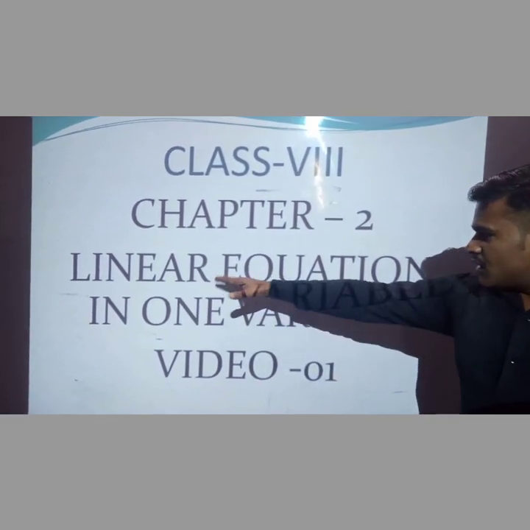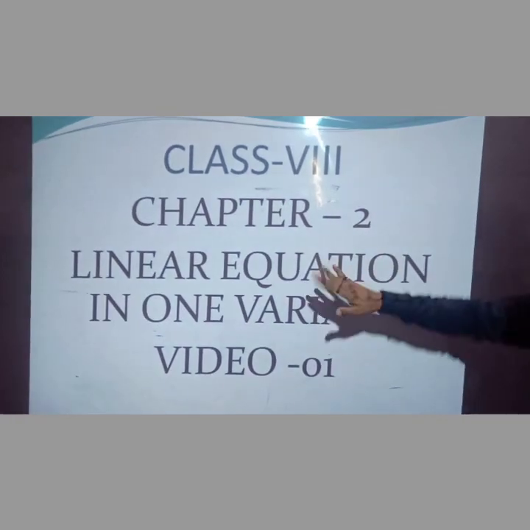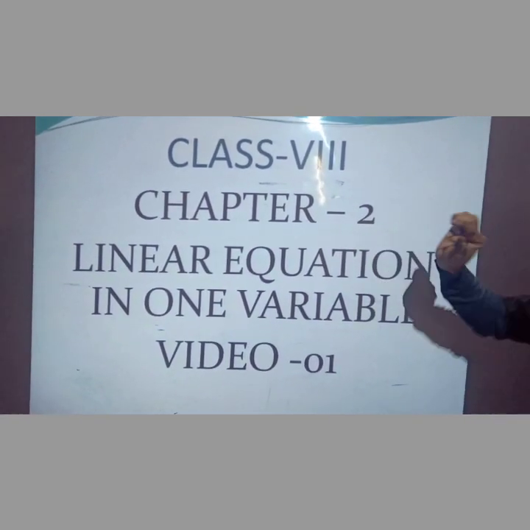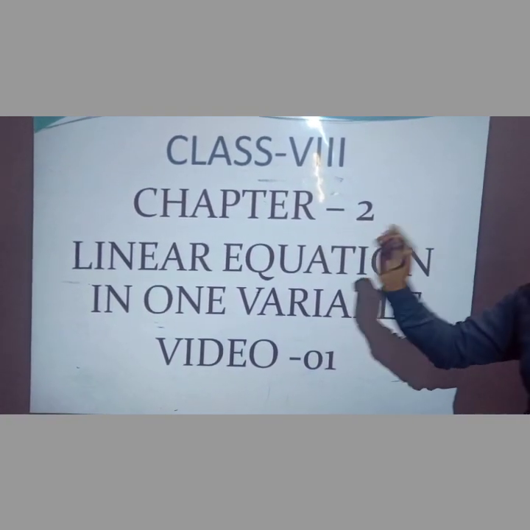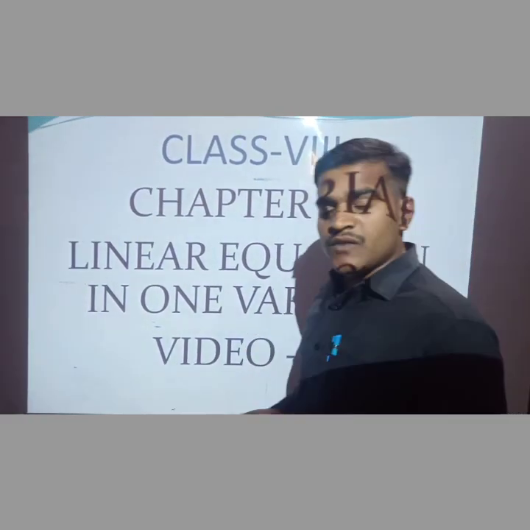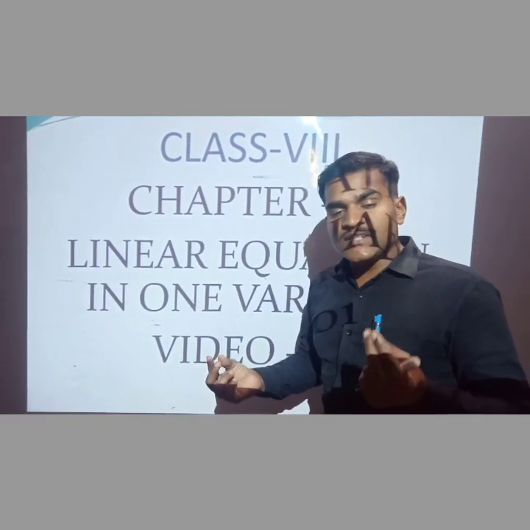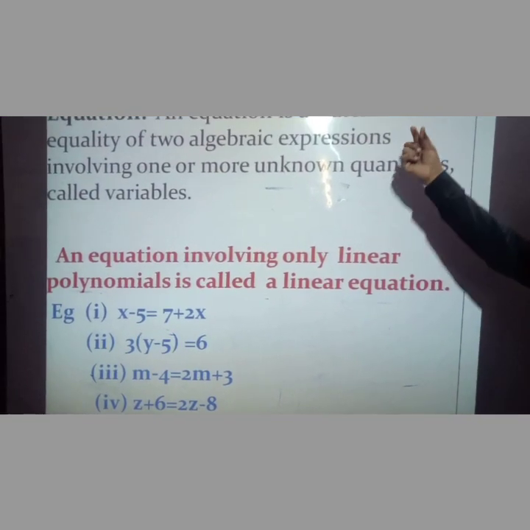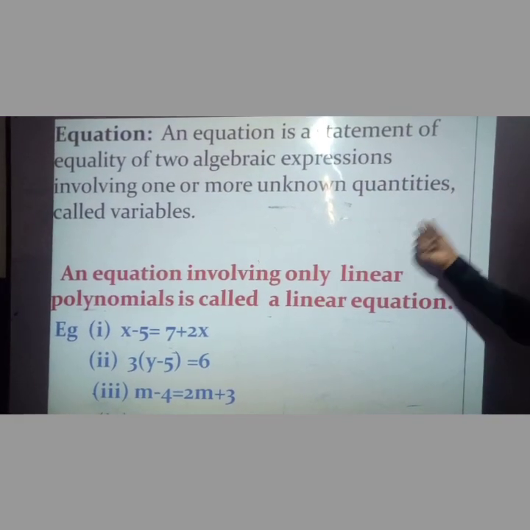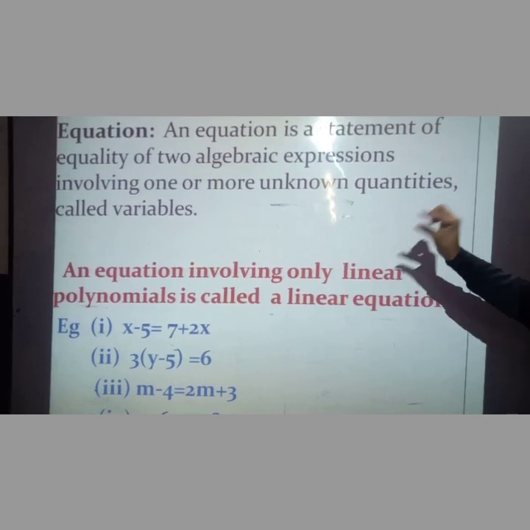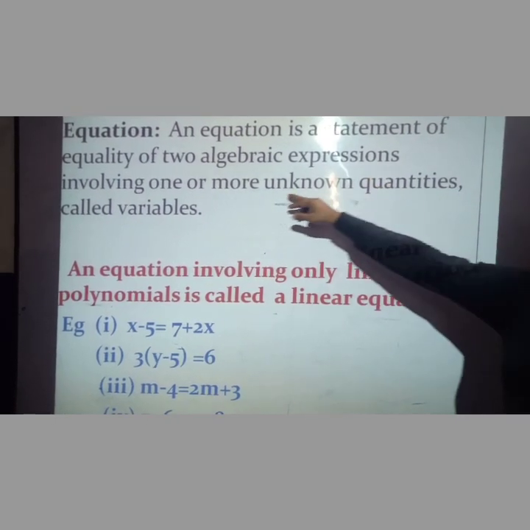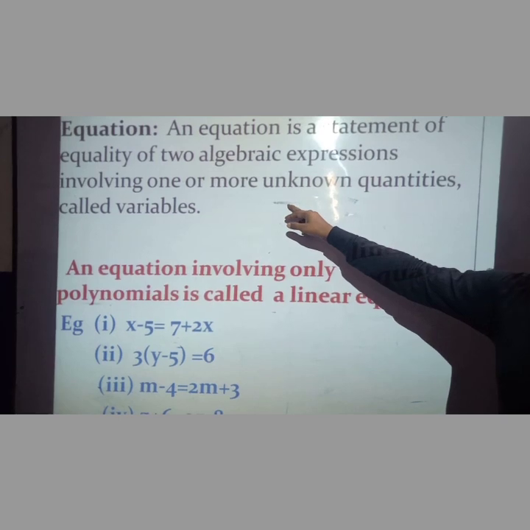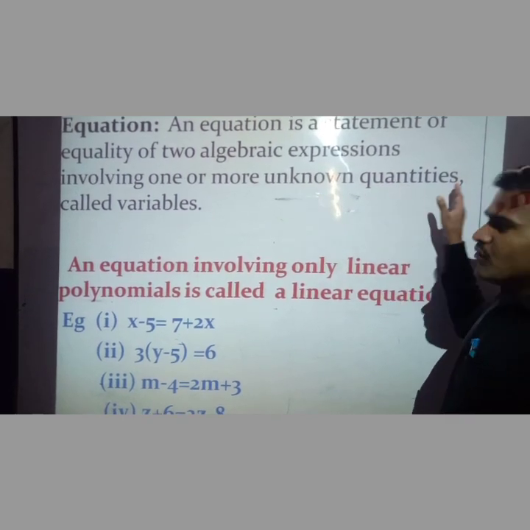So equation is coming in your mind. What is the meaning of equation? An equation is a statement of equality of two algebraic expressions involving one or more unknown quantities. Unknown quantities means variables.